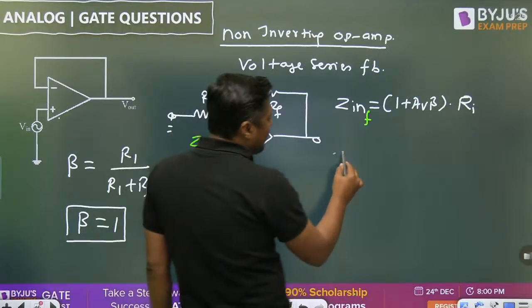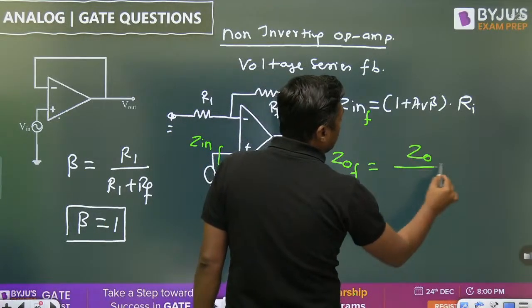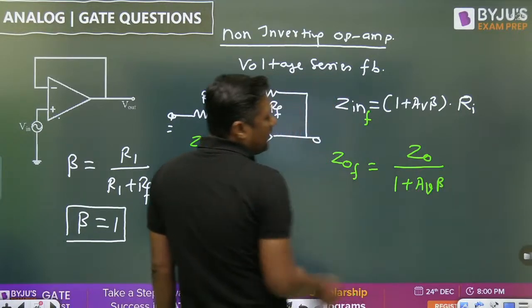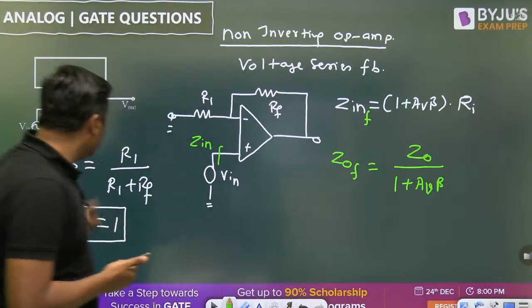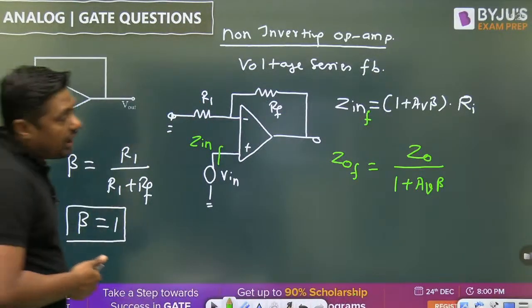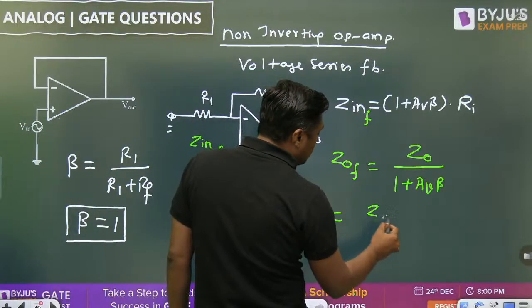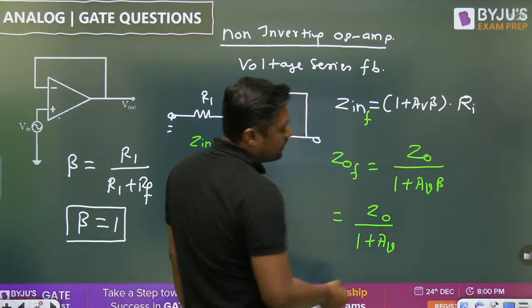Similarly, what is the Z out? Z out with feedback is given by Z0 upon 1 plus AV beta. What is the beta? Beta is 1. Already we have proved for this diagram beta is 1. And AV is normally greater than 1. We can neglect, but you can write Z0 upon 1 plus AV. Okay, no problem, because beta is 1.